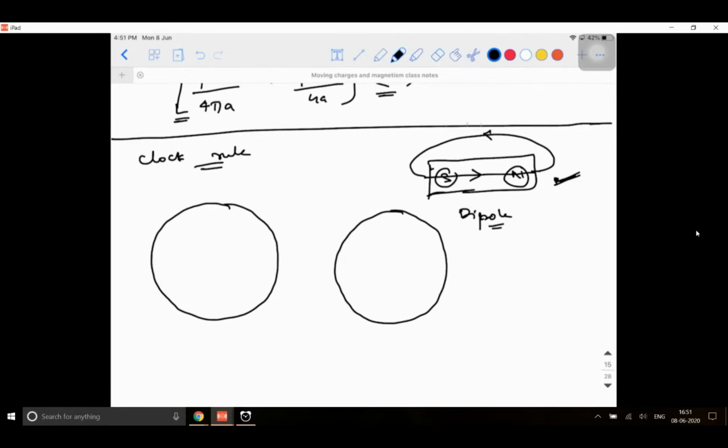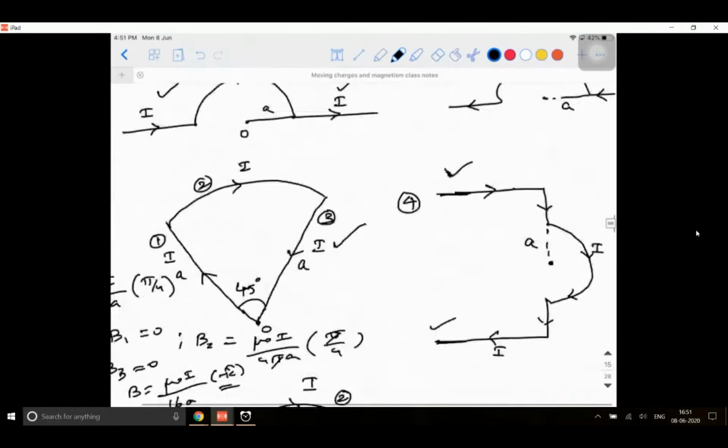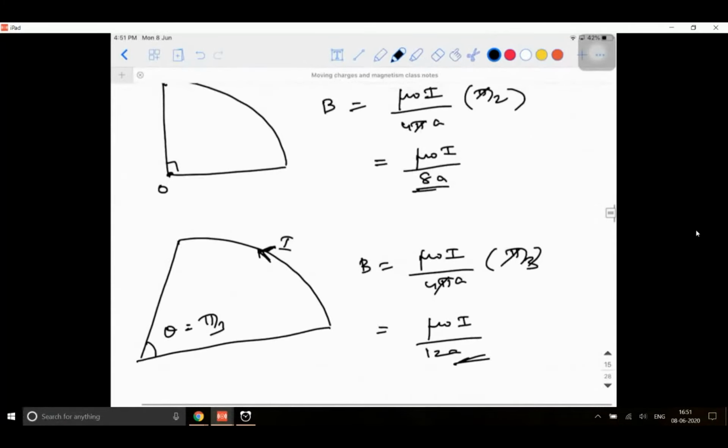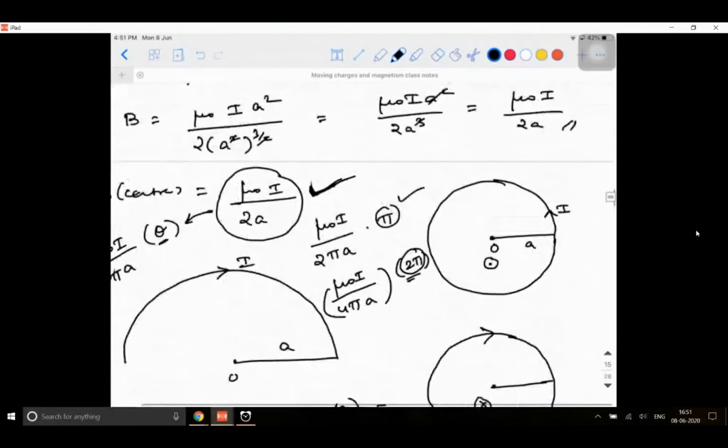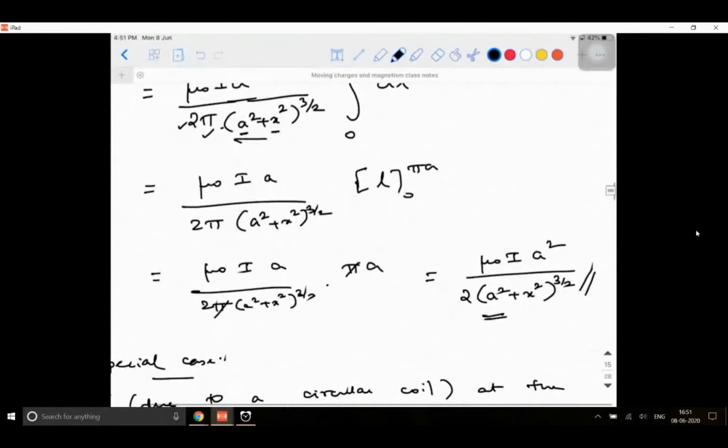Okay. Since I said one turn, I just got a reminder. Just make a small note here. The concept which we discussed, we saw the derivation of mu naught I a square. So this formula is there, no? This is the formula you are supposed to use for a circular coil when it has only one winding. Winding in the sense one turn, one circular turn.